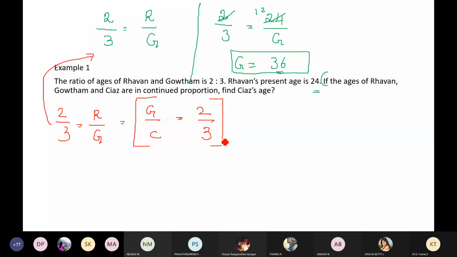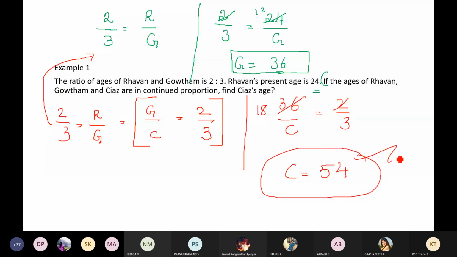Substitute G's value as 36. 36 divided by C is equal to 2 by 3. If I cancel it using 2, what will I get? 18. What is 18 into 3 then? The answer is 54.